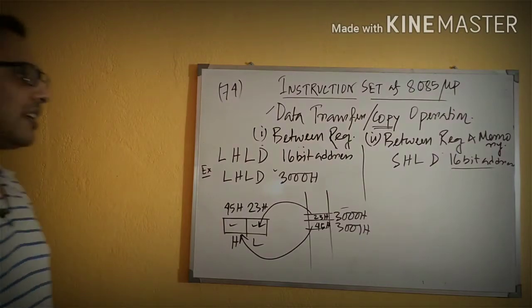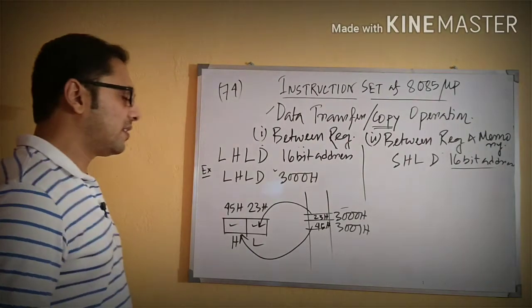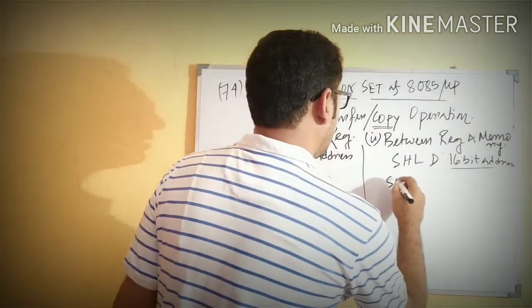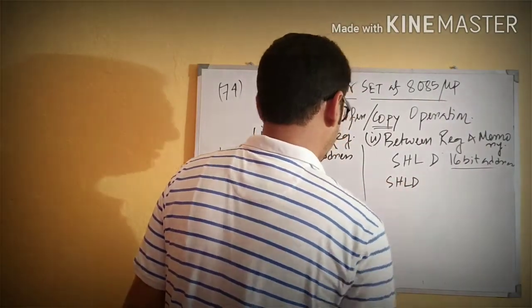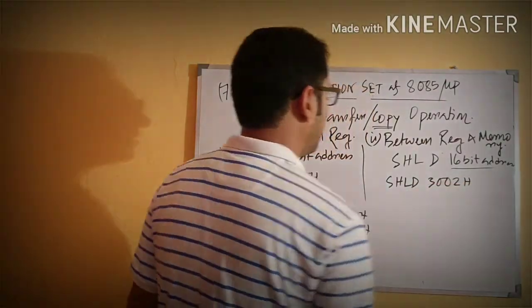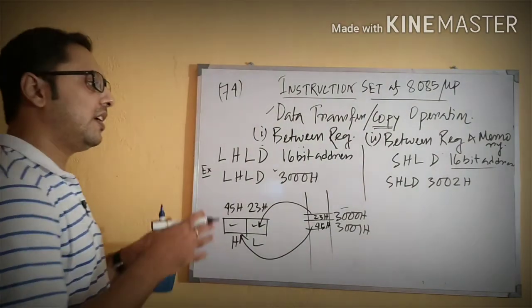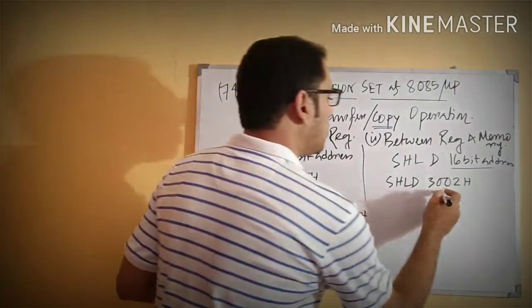The reverse one is SHLD. Suppose I have written SHLD 3002 hex. It means I want to store the content of the HL register pair to this location.